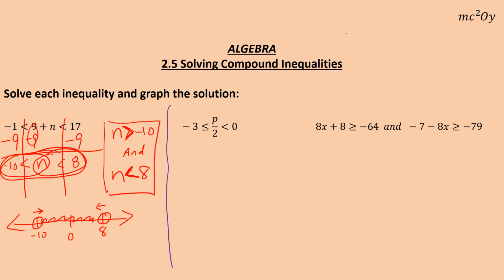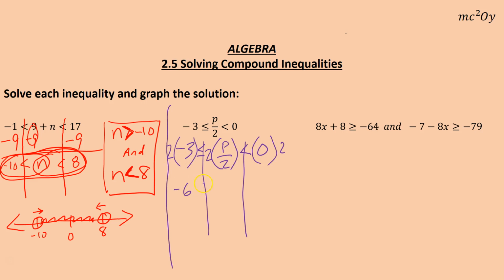All right, so the next one here, I have -3, and I'm going to rewrite it just so I have a little more room. -3 < P/2 < 0. Okay, so I have 3 parts again. Then I'm going to multiply the middle. Since they're dividing by 2, I'm going to multiply it by 2, which means I have to multiply the left by 2 and the right by 2, all 3 parts. So 2 times -3 is -6. P divided by 2 times 2, they just cancel. And 2 times 0 is 0.